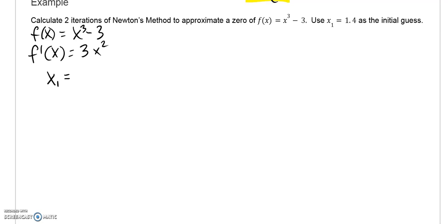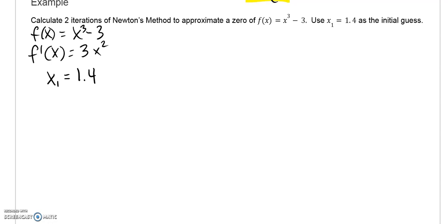A quick example here. 2 iterations of Newton's method approximate to 0, and our x sub 1, the 0 is going to be around 1.4. That's our initial guess. All right, so we know that our f of x is x to the third minus 3. Our derivative is just going to be 3x squared minus 0, 3x squared. And then our x sub 1 that we're starting at, they give us that starting value. So the 0 is around x equals 1.4. It's not equal to 1.4, but it's close.